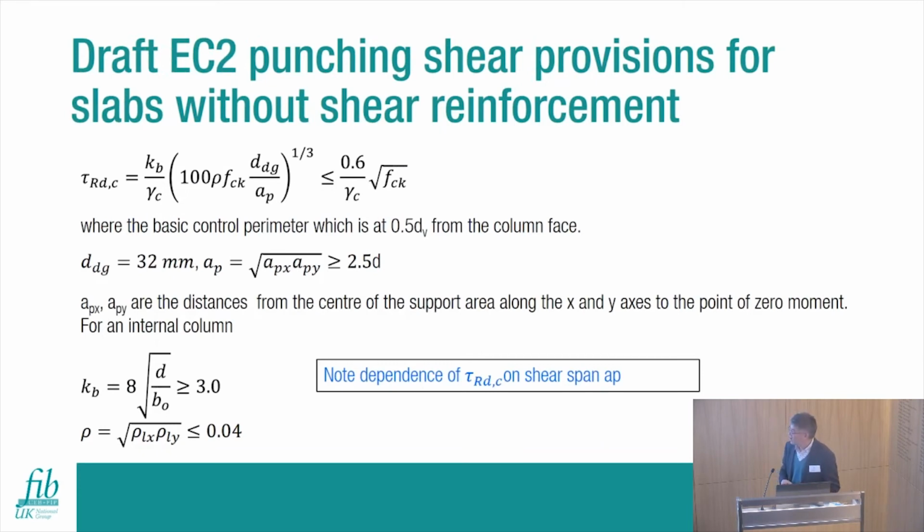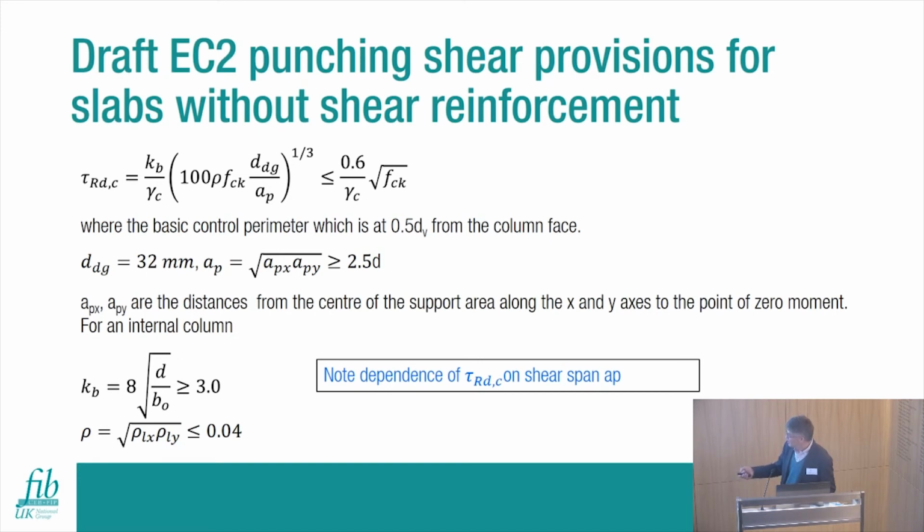When it came to drafting the code, it was felt that it was too much of a step change to introduce curves for resistance and rotation. So through a lot of algebraic manipulation, Professor Muttoni and his team recast the critical shear crack theory, a contribution for the concrete, into this form here, which you'll see looks very similar to the current design equation. The difference being that we've got this term here, ddg over AP, which represents the slenderness of the slab.